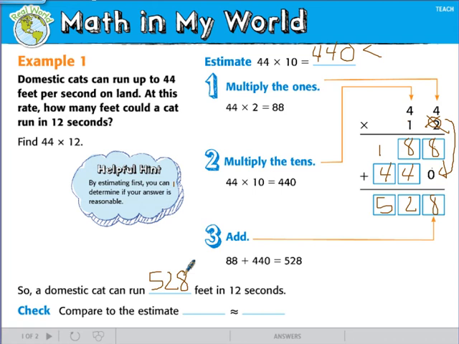Now our estimate was 440. And we said that our estimate was going to be greater. No, we said it was going to be less than, remember? Because we rounded down. Is it less than? Yes. Is it close? Yes. So our answers are okay.